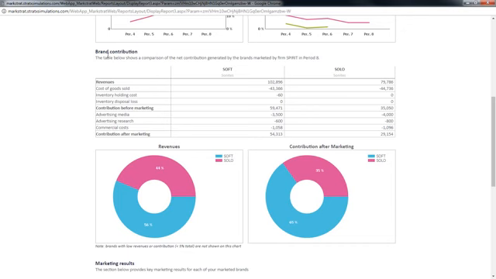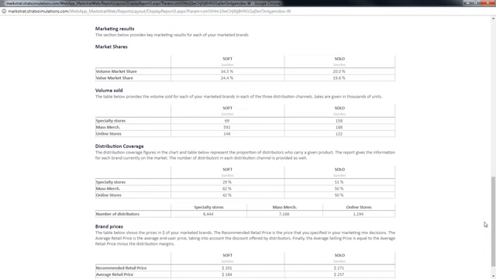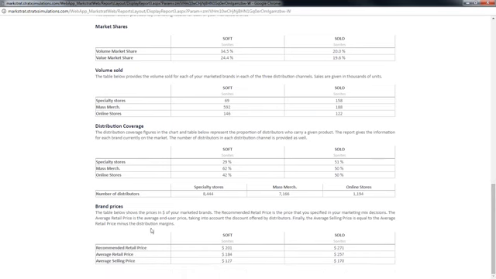Okay, so you can see here that Soft made 54 million on sales of almost 103 million. So you could do a percentage and see that's pretty good. Same thing for Solo, 29 million contribution on sales of almost 80 million. So another good result. Down below you have volume shares, you have distribution coverages. Down at the bottom you'll see price as well. Okay, so more really great information. I would like to draw your attention to the brand prices table at the bottom.